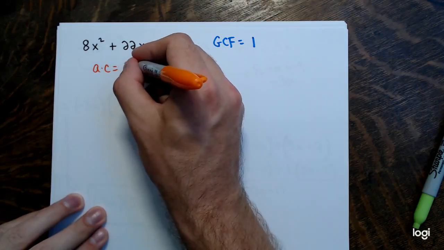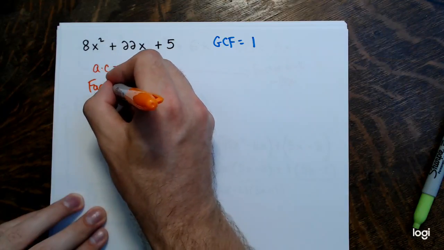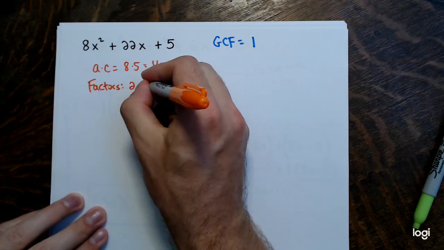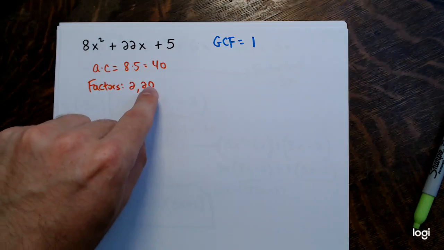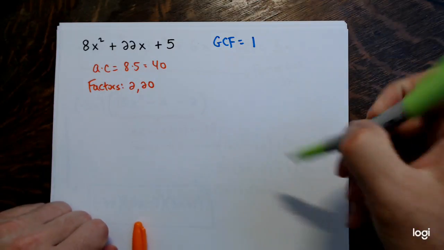A times c, 8 times 5 is 40. And then I'm looking for a pair of factors of 40 that have a sum of 22, and that would be 2 and 20. Alright, 2 times 20 is 40, 2 plus 20 is 22. Alright, and then we'll go to the grouping.